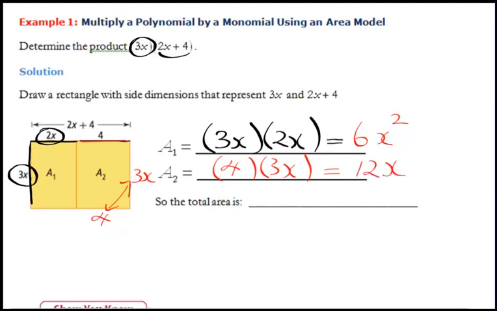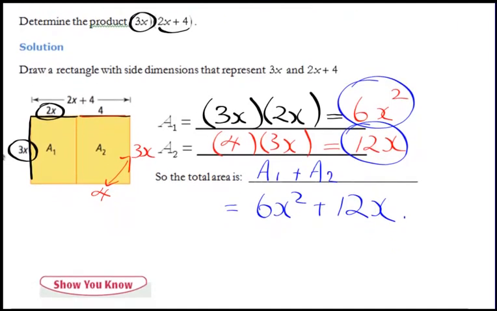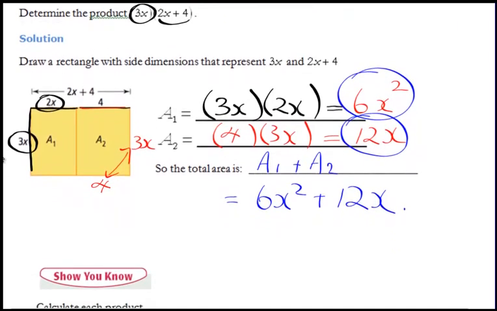So what's the total area going to be here? The total area is going to be area 1 plus area 2, and that's equal to 6x squared, that part there, plus the second part, which is plus 12x. Now, I want you to think about this here. What really happened here?